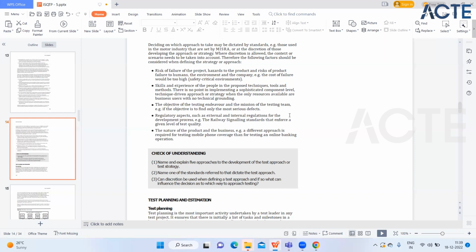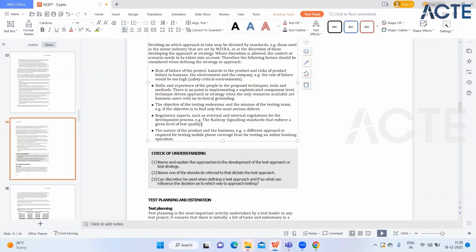Now, regulatory aspects, such as external and internal regulation for the development process. For example, the railway signaling standard that enforces a given level of test quality. Before starting the testing of a particular industry standard application, you should first understand what the industry level standard is for that application, and only then start preparing the scenarios. So you first have to understand the regulatory aspect, then you should decide the approach.